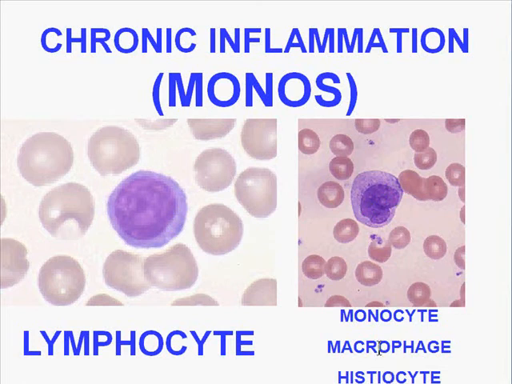Macrophage is probably more correct of a word, but most pathologists, especially the old-fashioned ones like me, usually use the word histiocyte. We try to say macrophage, but they're the same cell. And by the way, monocytes are also the same cell as these other two, except when they are in circulation, they're called monocytes. When they're in tissue, they're called macrophages or histiocytes.